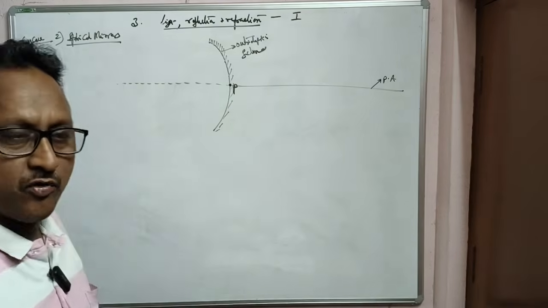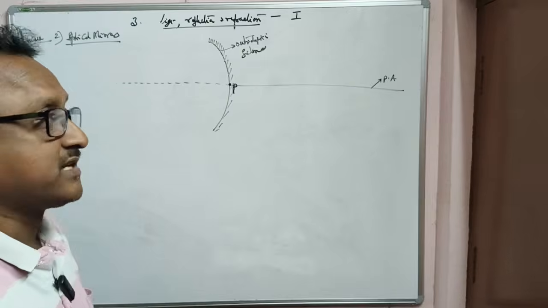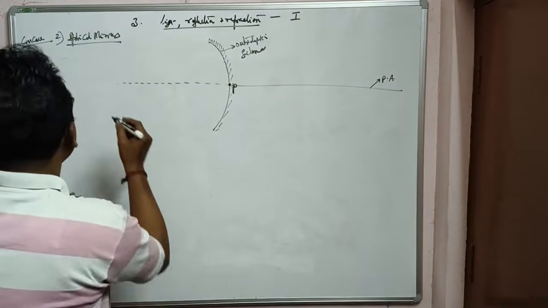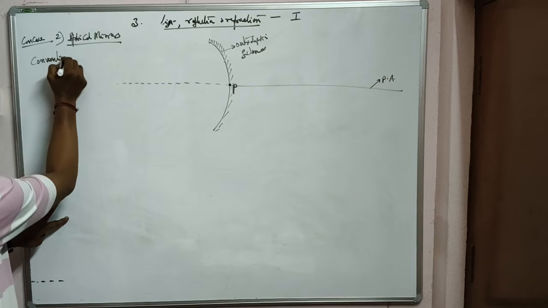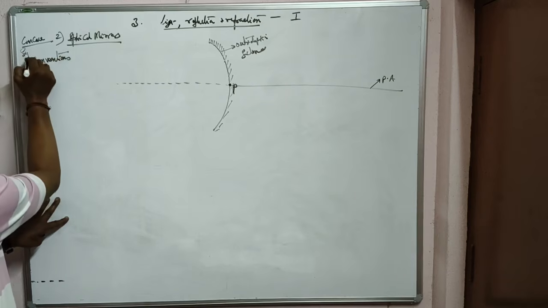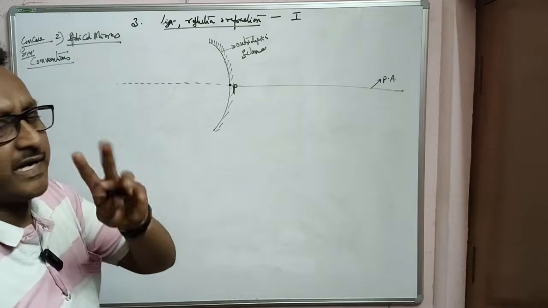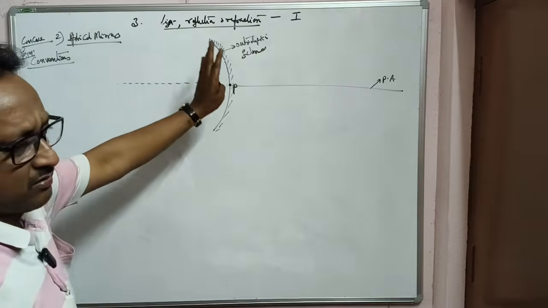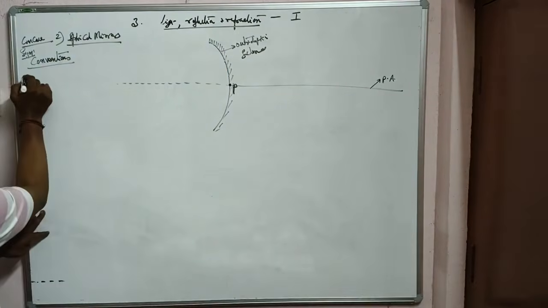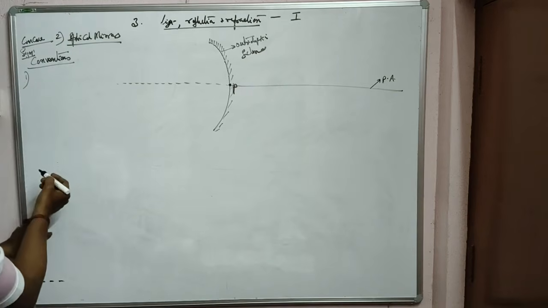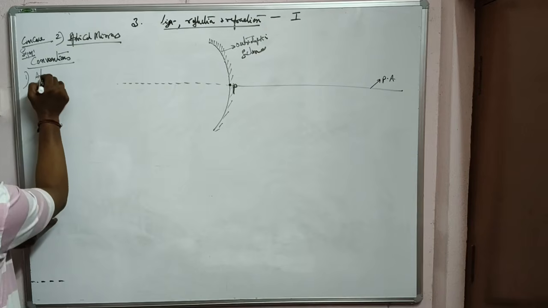One more thing before going into the details of the mirrors: the sign conventions are also important. Let me tell those also, then I'll enter into this. Sign conventions are very, very important in numericals, whether it is convex, concave, or lenses. First and foremost convention: always the distances are measured from the pole.